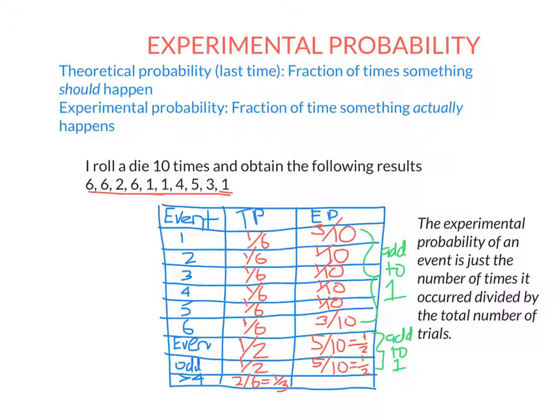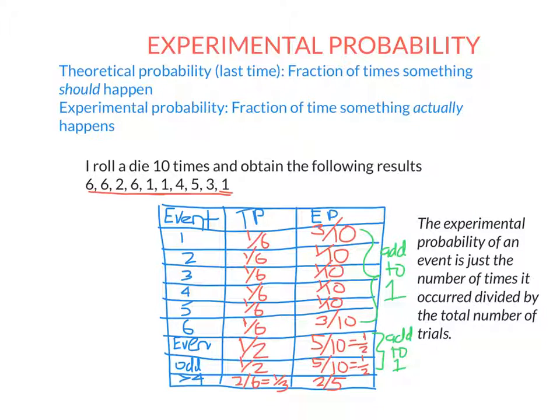So in my rolling the die 10 times, I got a number greater than 4 on 4 occasions. 1, 2, 3, 4. I don't include 4 because it's not greater than 4. So 4 out of 10, which is equal to 2 over 5. So in this case, the experimental probability didn't equal the theoretical probability. Sometimes they're equal, sometimes they're not.